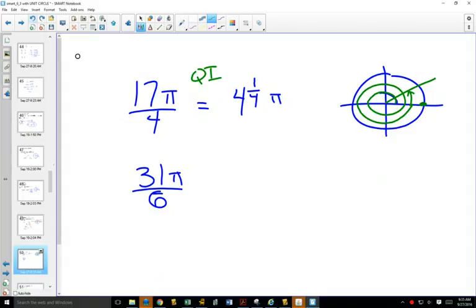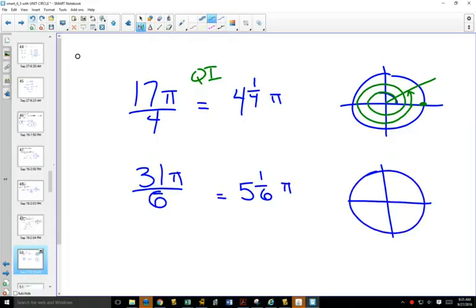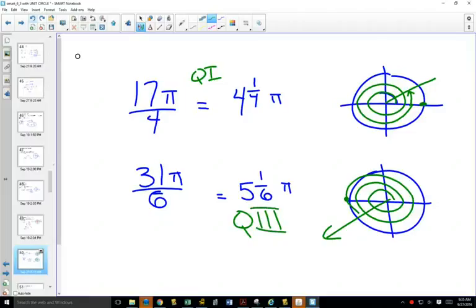For 31 pi over 6, can you see that that'll be 5 and 1/6 pi? So if we're thinking of our unit circle, going this way, 1, 2, 3, 4, 5 would end here, and 1/6. This will end in quadrant 3.